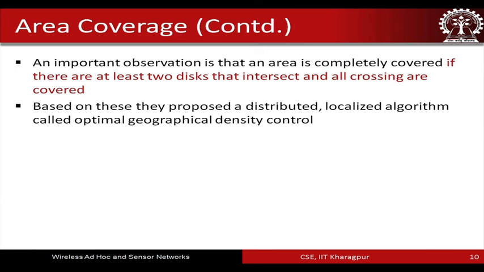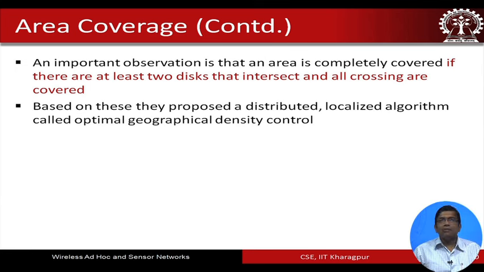When we are talking about a unit disk, we are talking about 1 unit of range or radius of this particular disk. So, we are talking about overlapping of two different disks. This is an observation that was made, and this particular result appears in this paper. It is stated that an area is completely covered if there are at least two disks that intersect and all crossings are covered.